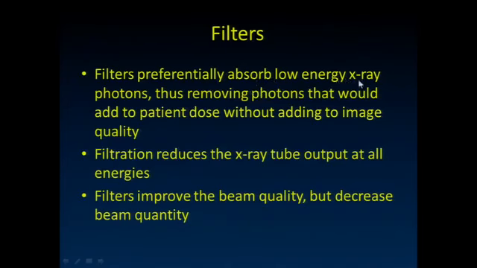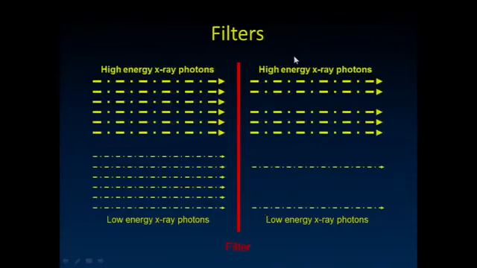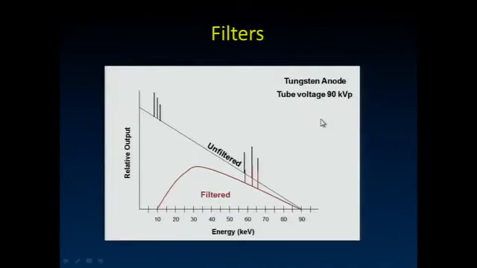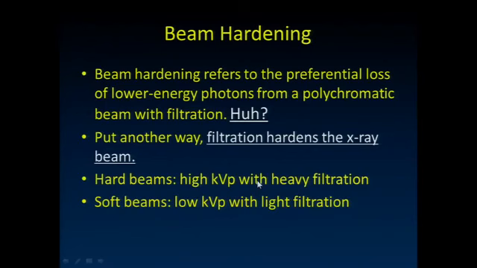Filters preferentially absorb those low X-ray energies, thus removing X-ray photons that would add to patient dose without adding to image quality. So filtration reduces X-ray output at all energies. It reduces the quantity of the X-ray beam, but it increases the average energy. It increases the quality. So here we go, right? Filter: decrease number of X-rays, decrease quantity, but higher average energy, higher quality of the X-ray beam. That's that filtration. The average energy is higher, but the number of X-rays is smaller than the unfiltered.